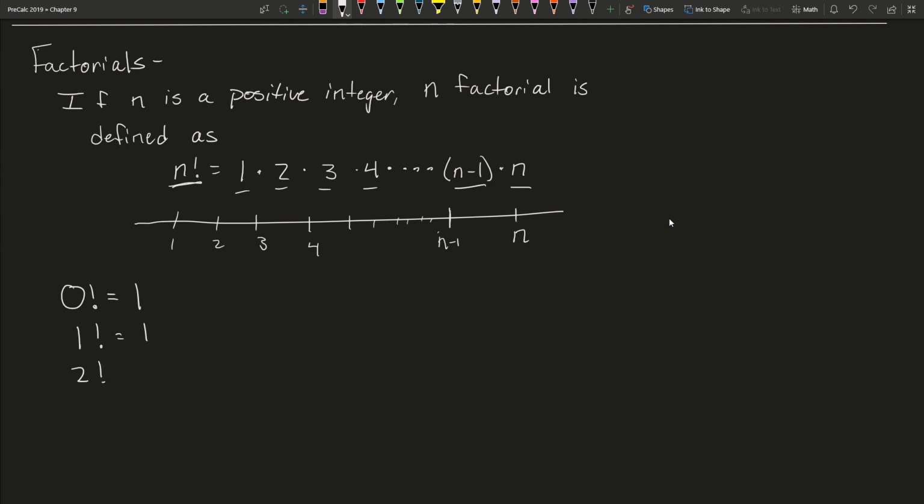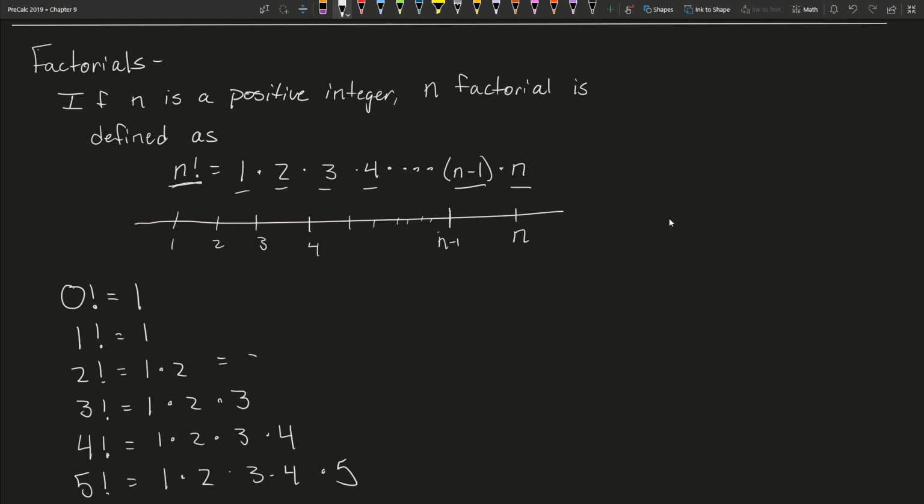2 factorial is 1 times 2. 3 factorial is 1 times 2 times 3. 4 factorial is 1 times 2 times 3 times 4. And 5 factorial is 1 times 2 times 3 times 4 times 5. If you simplify those, you'd get those numbers, but they follow the same pattern.